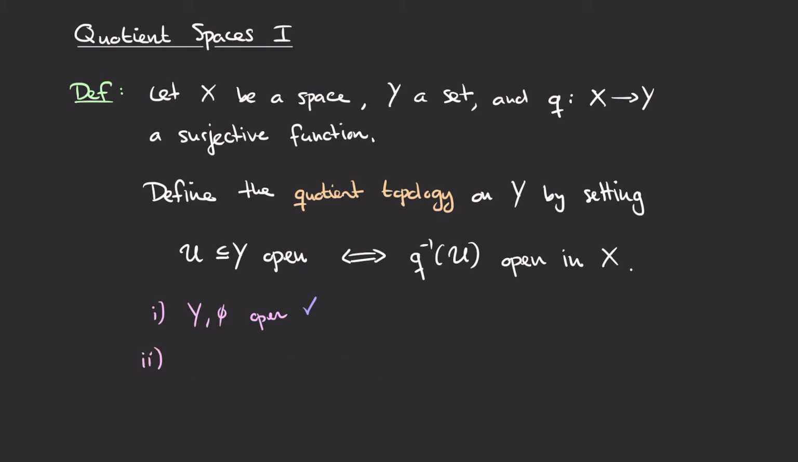The second condition is that we need the topology to be closed under arbitrary unions.